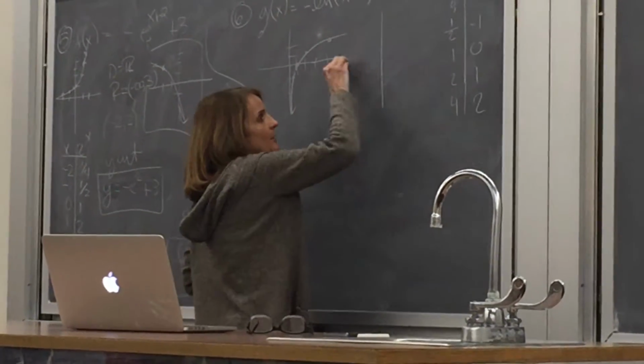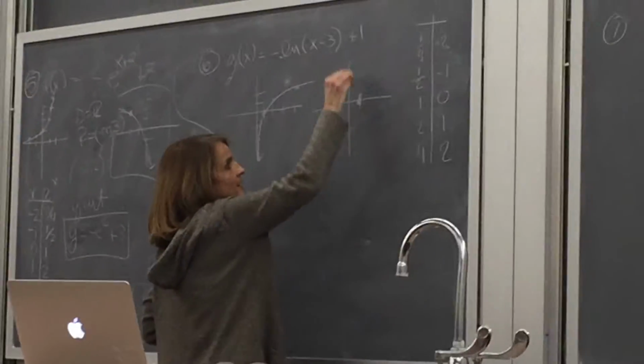All right, so my reflection looks like that. Here's my asymptote. So that's the graph I'm going to shift around.